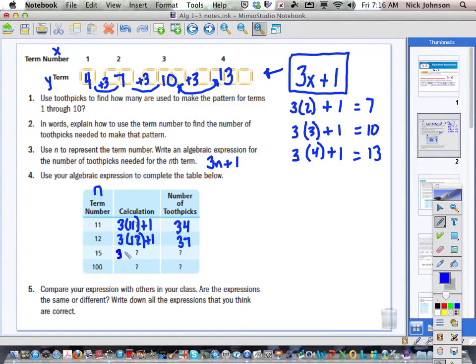Here, 3 times 15 plus 1. 3 times 15 is 45, plus 1 is 46. 3 times 100 is 300, plus 1 is 301 toothpicks. So, if we went out to term number 100, it's going to have 301 toothpicks.